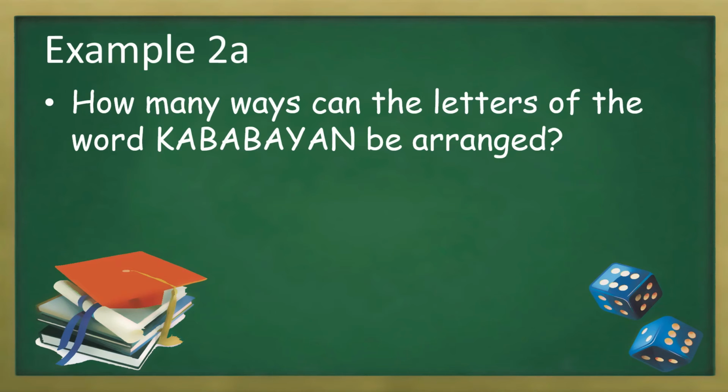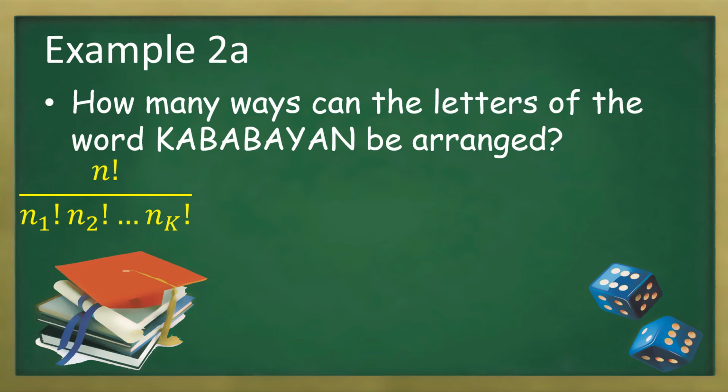Okay, so let's have another example. How many ways can the letters of the word kababayan be arranged? Since in the word kababayan there are repeated objects, or identical letters, namely letter A and letter B, we're going to use the distinguishable permutation formula: n factorial over n sub 1 factorial, n sub 2 factorial, and so on up to n sub k factorial.